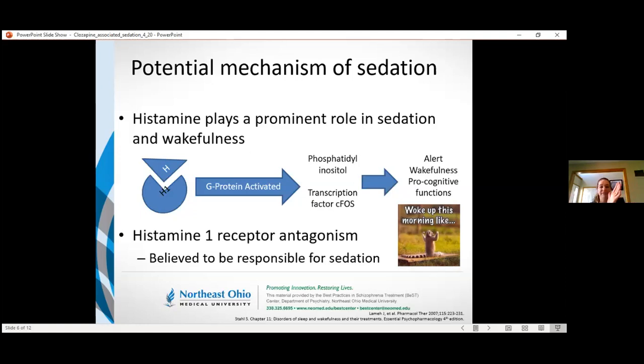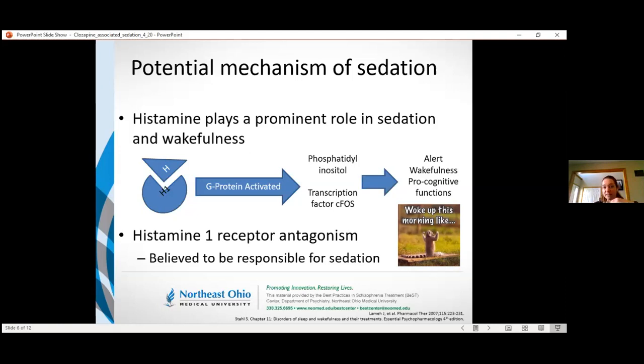The results of activation of some of these things does seem to result in patients being awake and alert, feeling wakeful, and having what they call procognitive function. So really able to sit down and focus and concentrate on things. And I was looking for a good clip art, so something a little more positive in light of what's going on. So really being awake and ready to go. If we block that, so the thought is potentially the histamine 1 receptor antagonism may be somewhat responsible for the sedation.